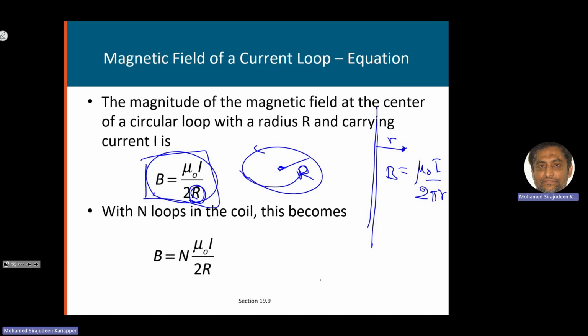What if you have more than one loop? You just have to multiply by n, the number of loops.